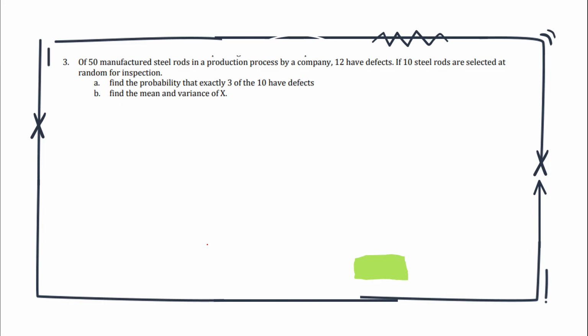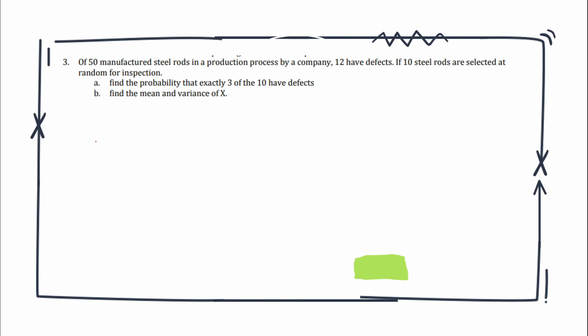Okay, let's proceed with number 3. Of 50 manufactured steel rods in the production process by a company, 12 have defects. If 10 steel rods are selected at random for inspection, find the probability that exactly 3 of the 10 have defects.